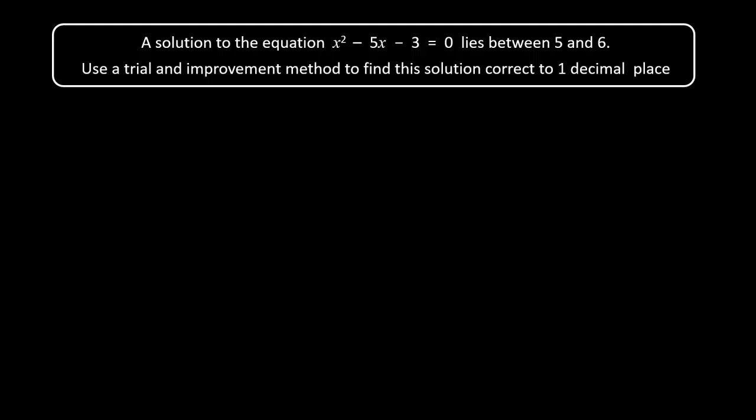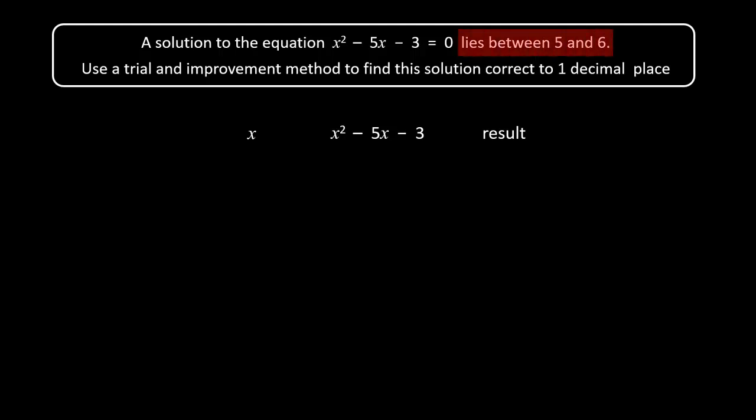Now what we're going to do is set up a little table like that. We're going to try different numbers for x in that equation using our calculator, and then the result is whether we're above 0 or below 0, because we're trying to get 0 as the answer, because it says at the top x squared minus 5x minus 3 equals 0. So let's have a look.